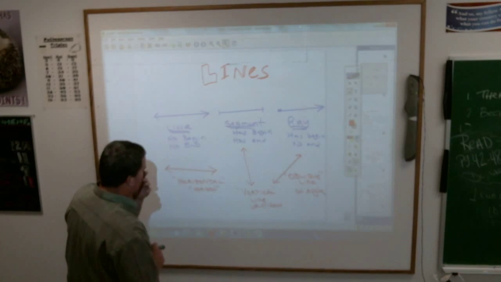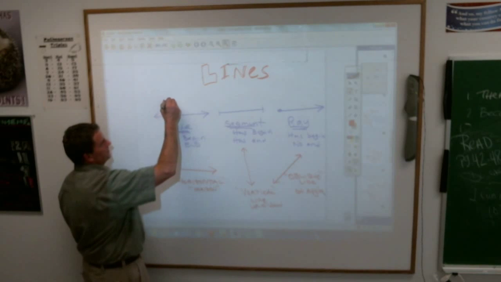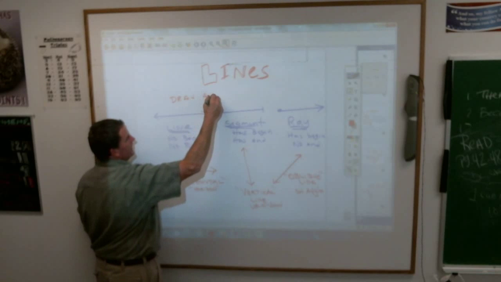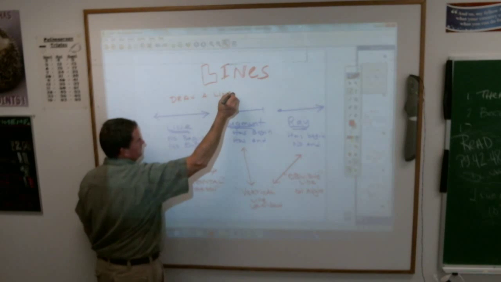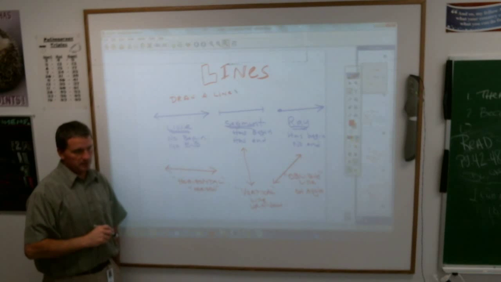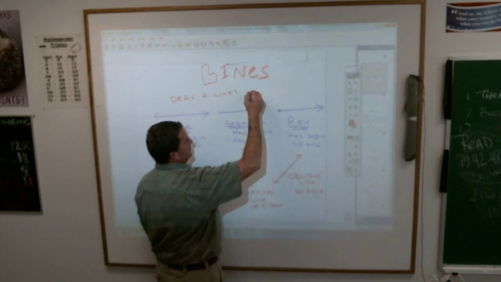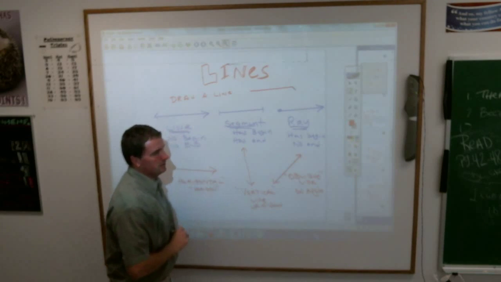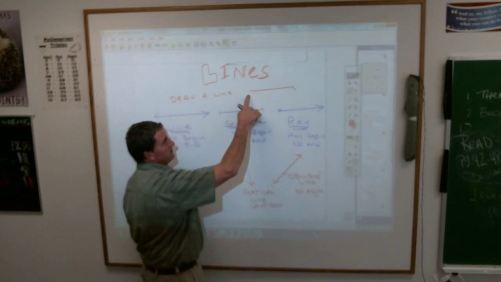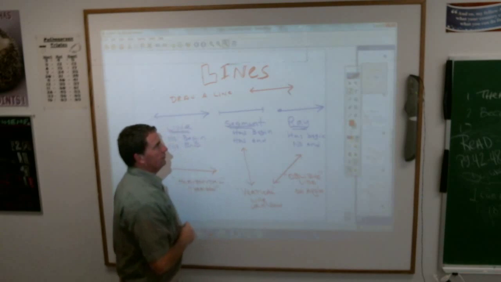So, be very careful, people. If you are asked to draw a line, it must have arrows on the end of it. If I ask on a quiz for you to draw a line and you do that, it will be wrong, because that's a line segment. This has a beginning and it has an end. It needs to have an arrow shooting off in both directions.